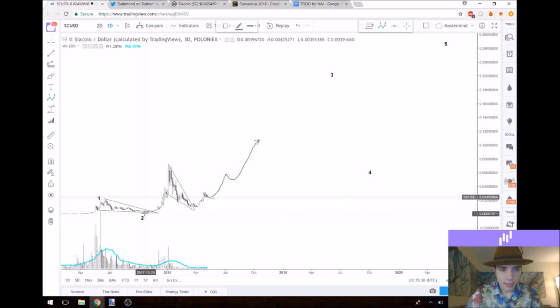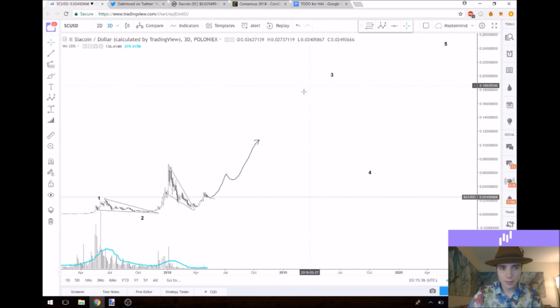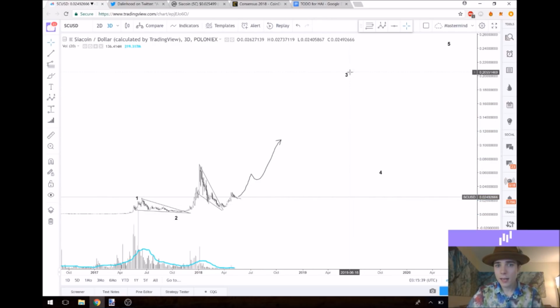Again, we are painting the subwaves for the 3 currently. We can delete those. These are not exact price targets.